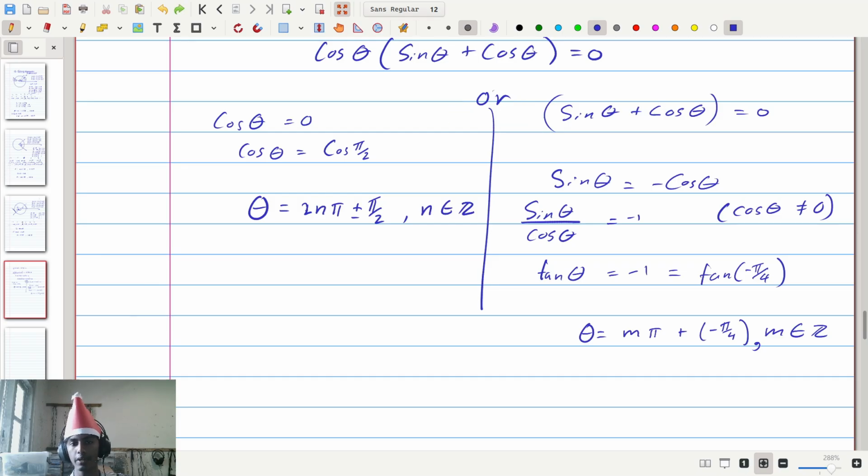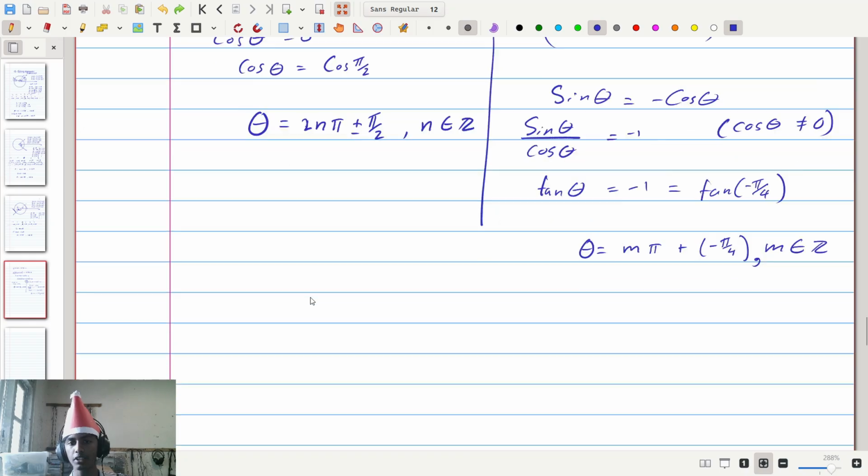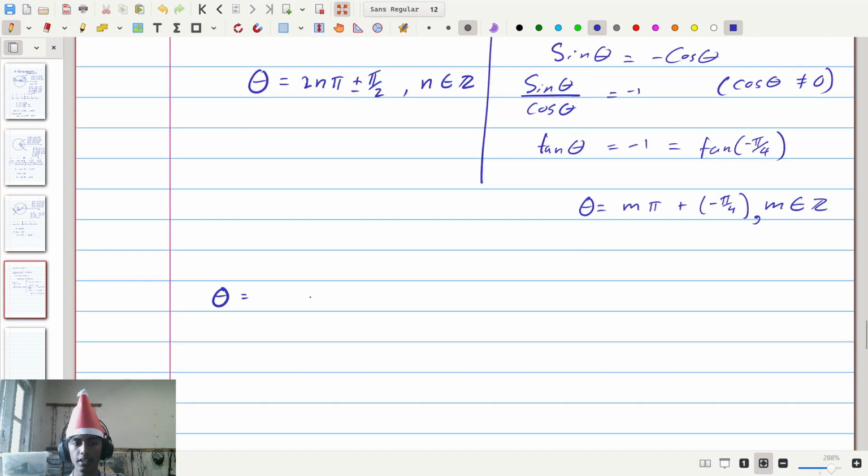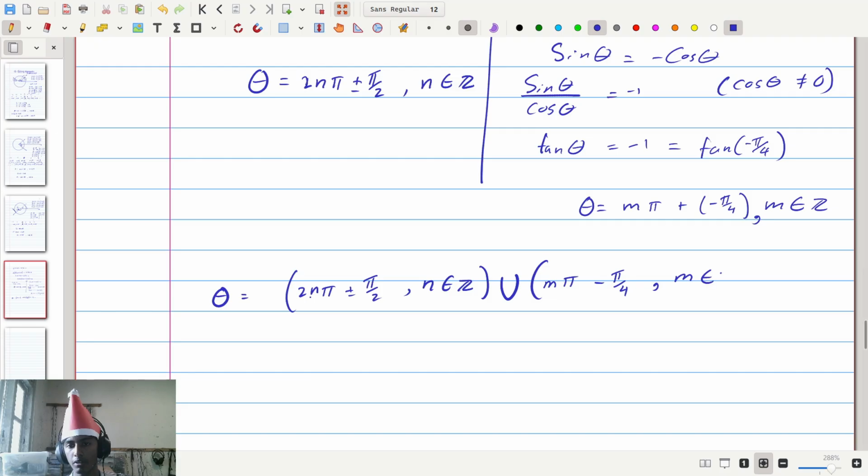Therefore, if we want to combine these two into one single set of solutions, theta is equal to the set of 2n pi plus minus pi by 2 for n an element of the integers, union with the set of possible solutions of m pi, and actually I'll consolidate this minus outside here, just minus pi by 4 for m an element of the integers. So this is the final set of solutions for our theta angle.